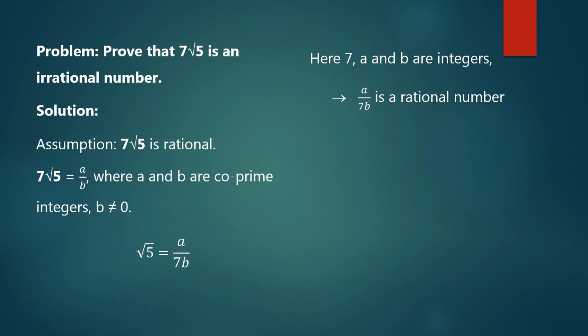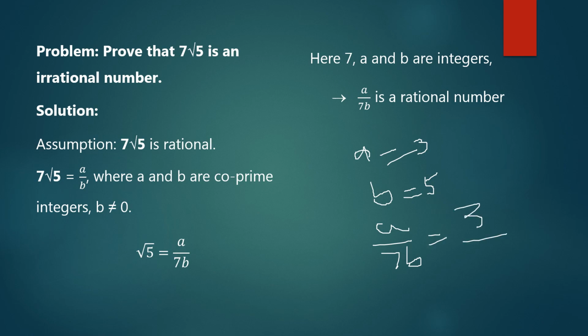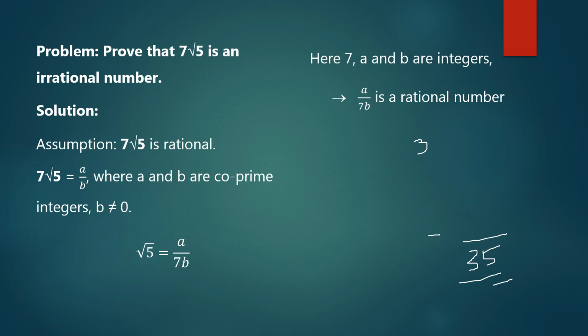For example, suppose I take the value of a as 3 and b as 5. Let me calculate a by 7b. A by 7b is equal to 3 by 7 into b. 7 times 5 is 35. 3 by 35 is no doubt a rational number. Therefore, for any values of a and b, a by 7b is a rational number.